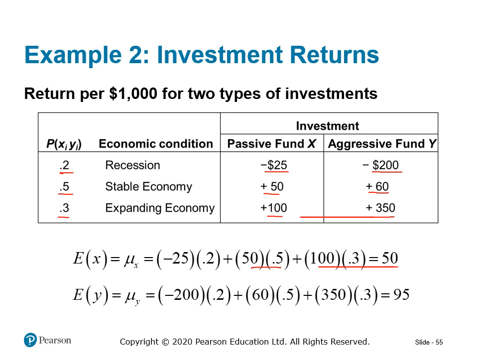For y, the expected value, mu of y, is going to be negative 200 in a recession times the probability of recession, 0.2, plus in a stable economy I make $60 times the probability of a stable economy, which is 0.5, plus 350 times 0.3, which is the probability of an expanding economy, and of course I make 350 in an expanding economy. I add up all those with my calculator and I get 95. So my expected return for my $1,000 for X is $50. For Y, it's $95.